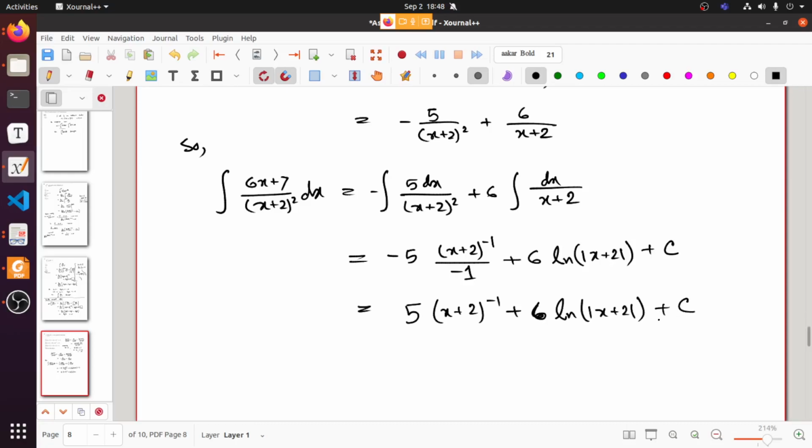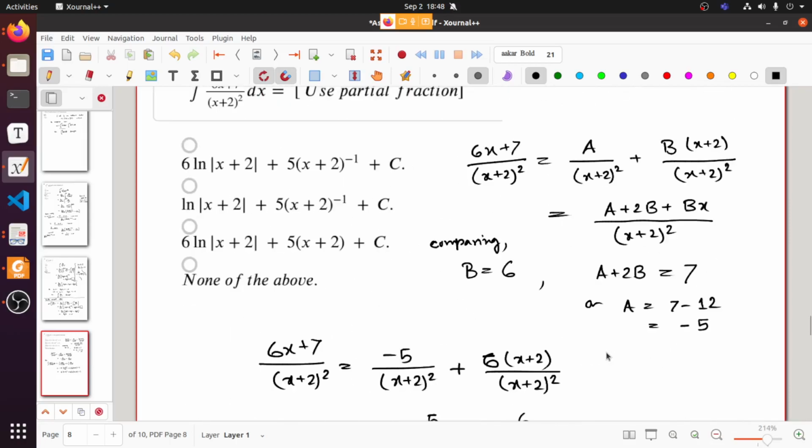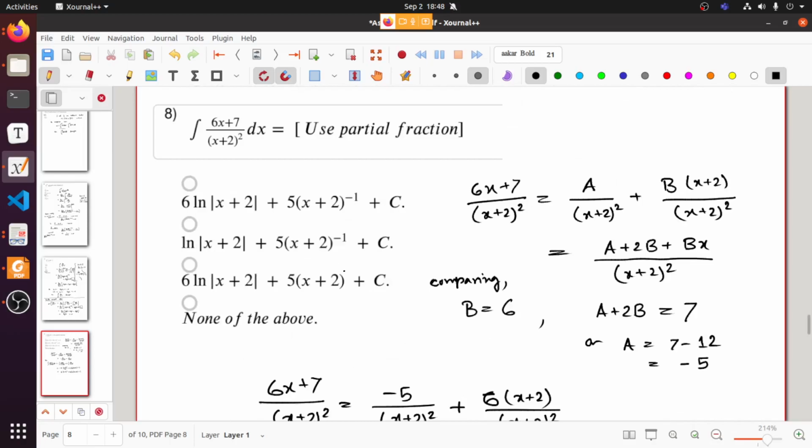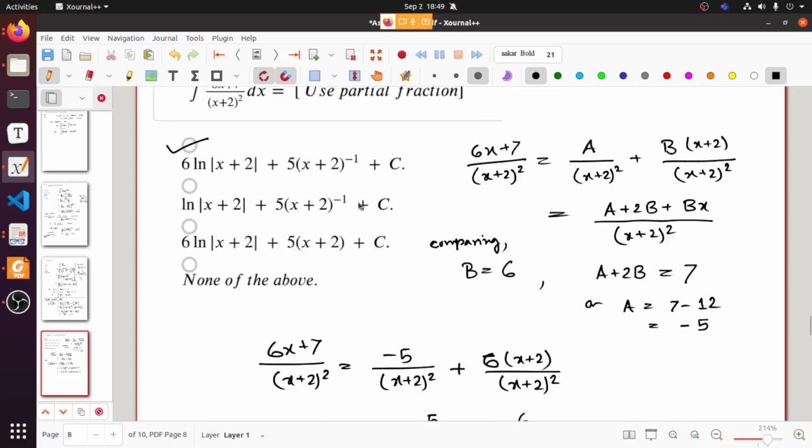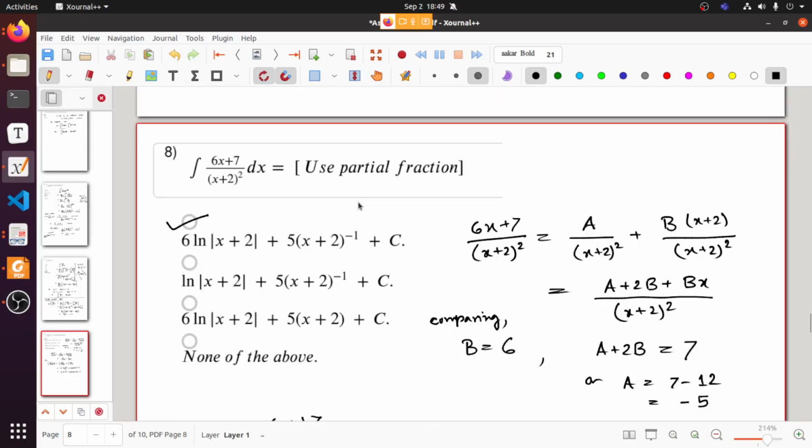So we get this. Now check which option is correct. Option 1 is correct, right? Because there is 6 ln of (x plus 2) and 5 of (x plus 2) whole inverse plus c. So option 1 is the correct answer, right? Is this fine? Yes, sir. Okay.